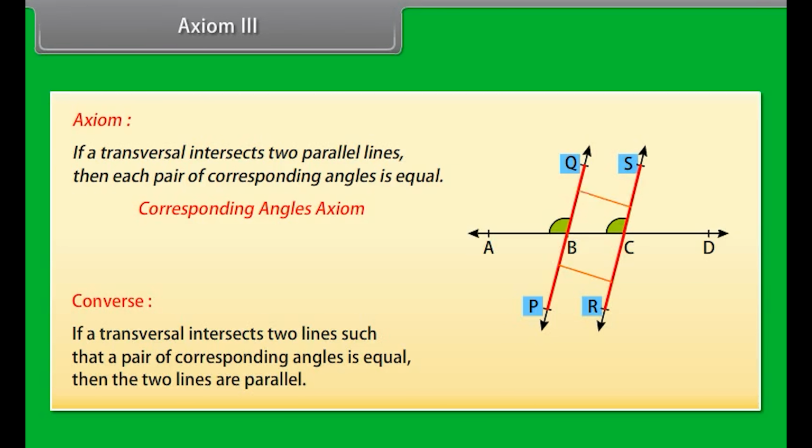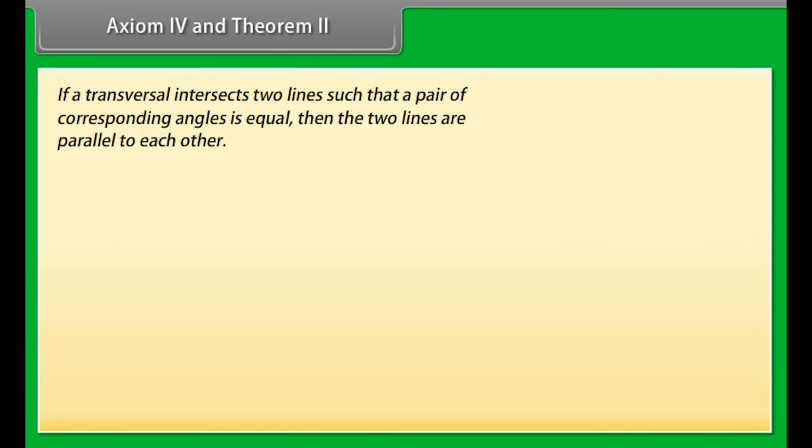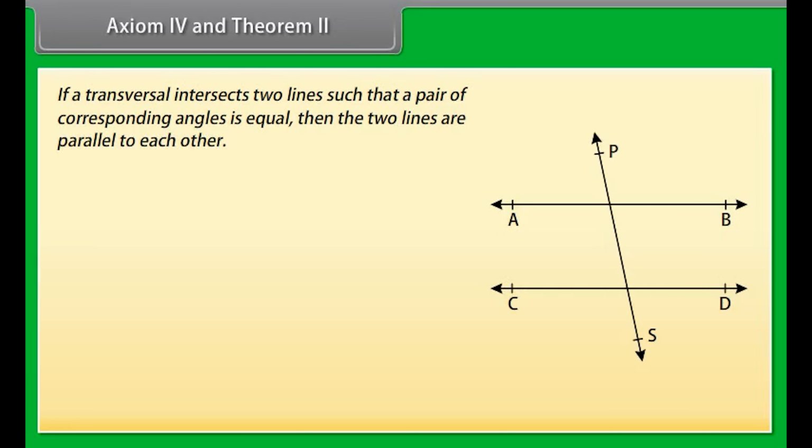So we have got one more axiom for this, which we will discuss in the next screen. Axiom 4 and Theorem 2. The axiom we got in the previous screen is, if a transversal intersects two lines such that a pair of corresponding angles is equal, then the two lines are parallel to each other. Now we will use the corresponding angles axiom to find out the relation between the alternate interior angles when a transversal intersects two parallel lines. Here transversal PS intersects parallel lines AB and CD at points Q and R respectively.